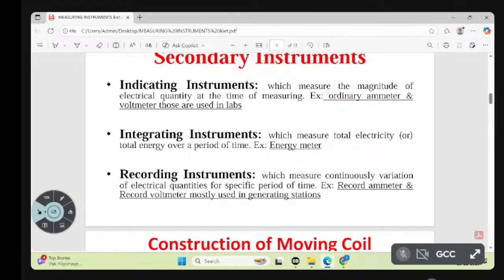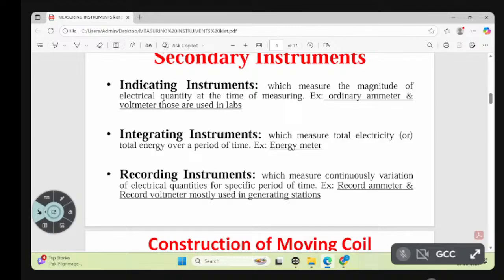Indicating only shows the value at an instant. Integrating means adding. The energy meter does exactly that: it calculates for 1 day, 2 days, 3 days, 30 days. The meter in the house is an energy meter. The third one is recording.